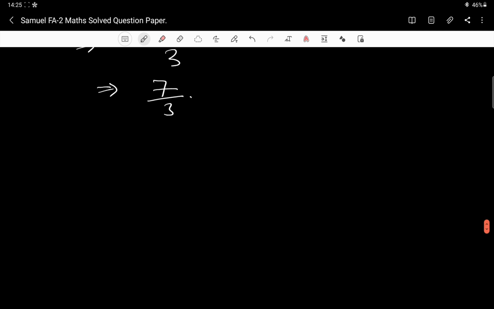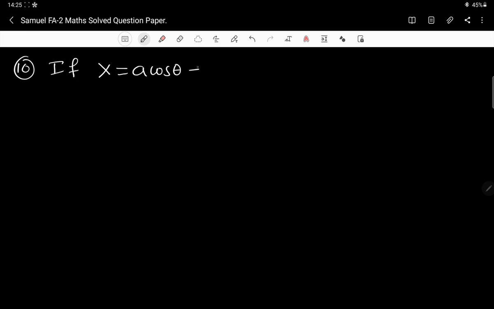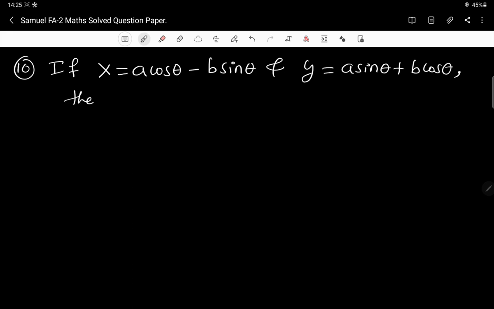Alright, fine then. So, moving on to this 10th question. Let us have a look at this 10th question. If x is equal to a cos theta minus b sin theta and y is equal to a sin theta plus b cos theta, then prove that a square plus b square is equal to x square plus y square.